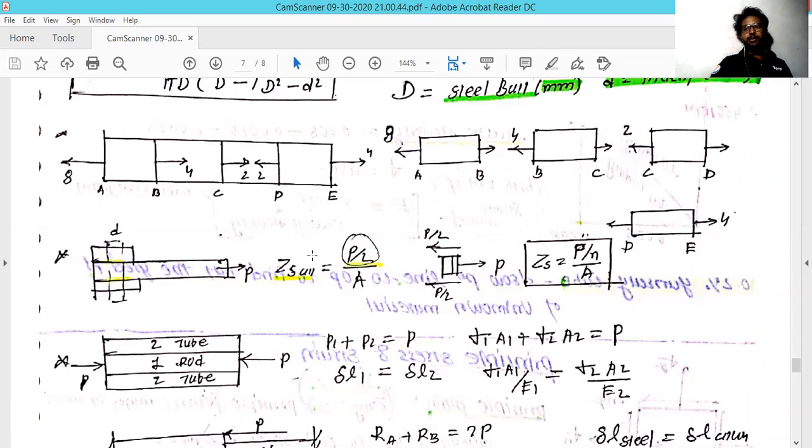And with respect to the formula, change in length for any cross section is PL divided by AE. A is the area of cross section, and E is the modulus of elasticity of that particular cross section. If it is a different material, then we have to be careful with the value of E and its diameter. If it is a different diameter, then you have to apply the different diameter. Otherwise, the concept will remain the same for all these kinds of examples.